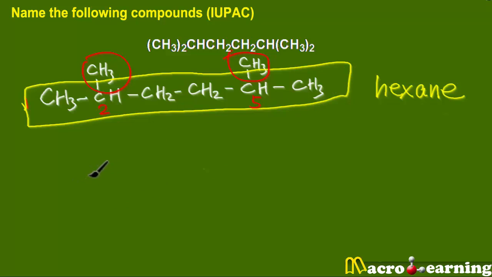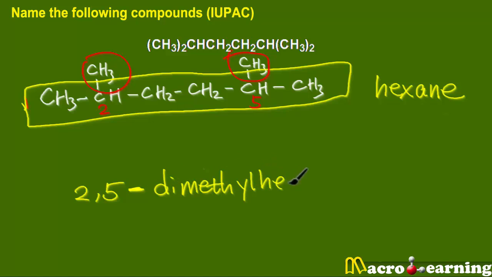It's 2 methyl groups. How do we call that? One on carbon 2 and the other on carbon 5. 2, 5. 2 methyls. What do we say? Dimethyl hexane. Okay, next one.